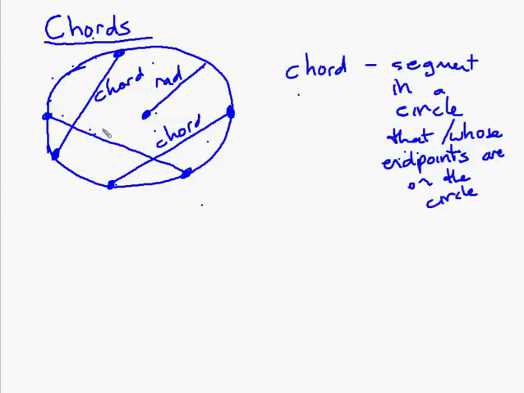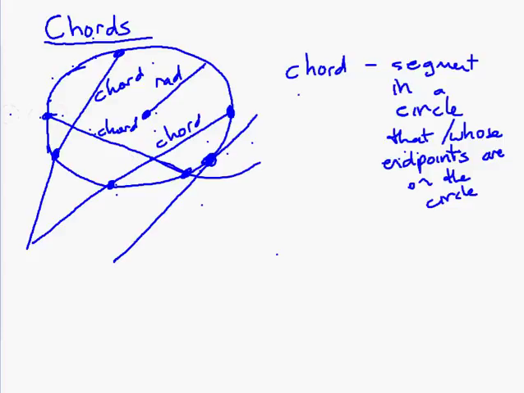Yes, Caitlin? What is the difference between a chord and a tangent? So what were some properties of tangents, first of all? It touches the circle in one place. So a chord can't be a tangent because a chord has to touch the circle in two spots. So what about a secant? Now a secant could include a chord. But a secant is going to go through the circle. A chord is inside the circle. So if I extend one of these, now I have two secants.